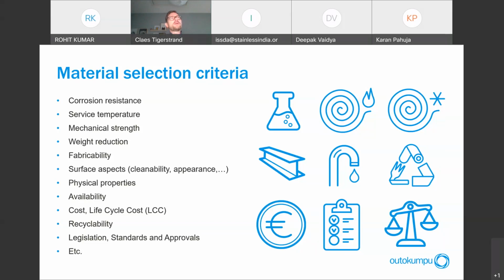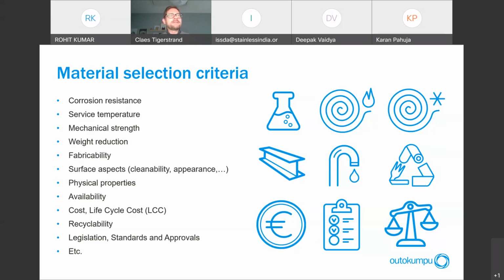And then, of course, fabricability, important. If you cannot weld the material, then you very much limit the use of it. And then, of course, surface aspect, we will talk about that as well, that with the stainless steel, you can have very sophisticated surface appearances, special surfaces, and so on. And of course, cost, we're coming to that. We heard that in the introduction as well.